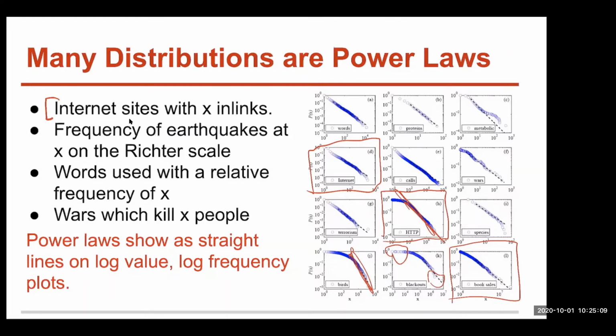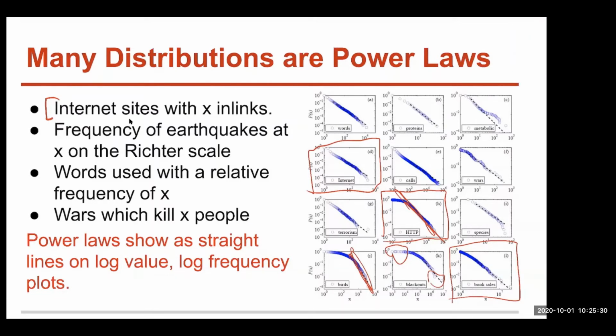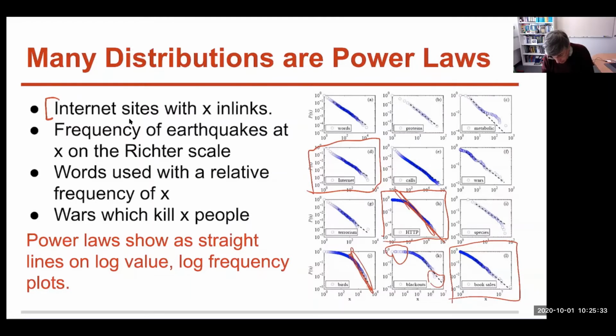Most power law distributions are log-log distributions, or does it depend on the outlier? Say that again? Yeah, by definition, if you have a power law distribution, it will show up as a straight line on a log-log plot. And the slope is going to be what defines that parameter alpha. Okay, any questions?